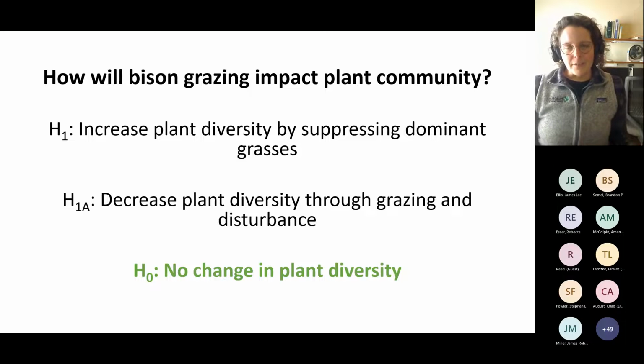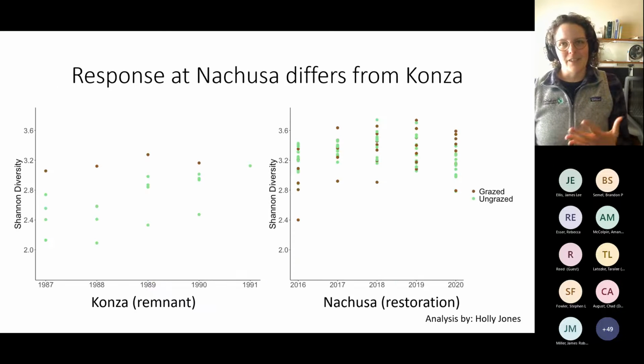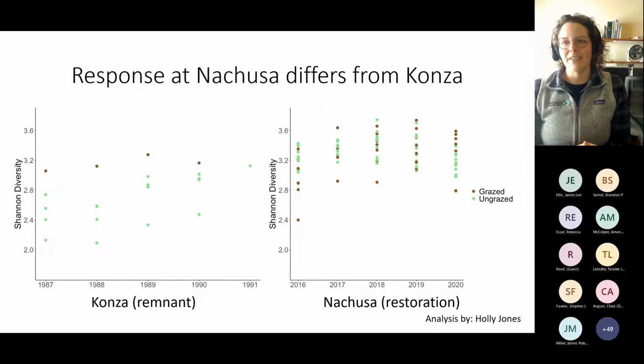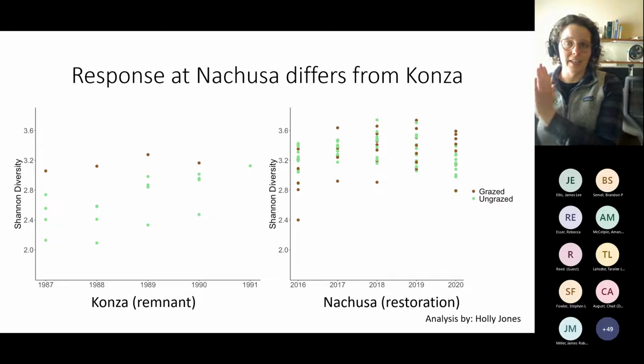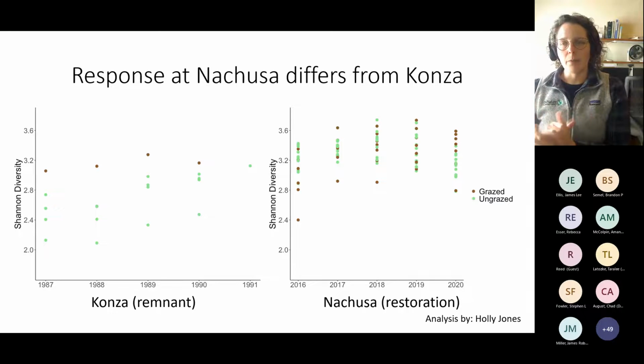Now, this is a little bit different than some of the data that's in the scientific literature. So this is some work that my good friends and colleagues at Kanza Prairie have shown, where bison grazing did increase plant diversity within the first 5 years of that reintroduction. We didn't observe that trend at Nachusa, and there's a variety of reasons that may be. One may be just the fact that Illinois receives a lot more moisture. We have a different climate envelope around our prairie, and that may play a role.